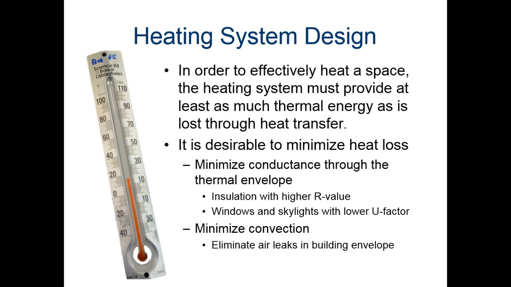Heating system design. In order to be efficient, because we want to be efficient and save energy, we need to provide at least as much thermal energy as we're going to lose. And we want to minimize heat loss. So we want to have high R values for our insulation. And we want to use windows and skylights with a lower U factor. And we're going to talk about what these two factors are when we start doing some calculations. And we want to minimize convections. We don't want to have a lot of little air leaks where our air can escape through little cracks.